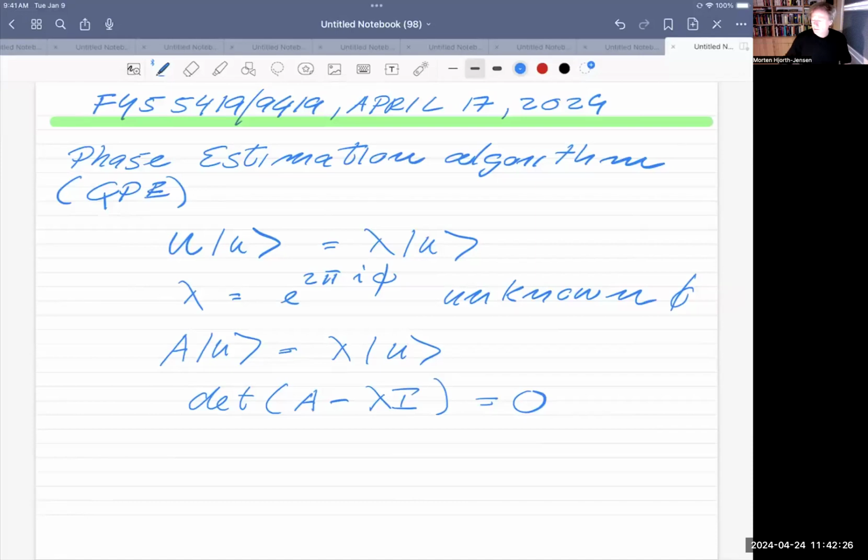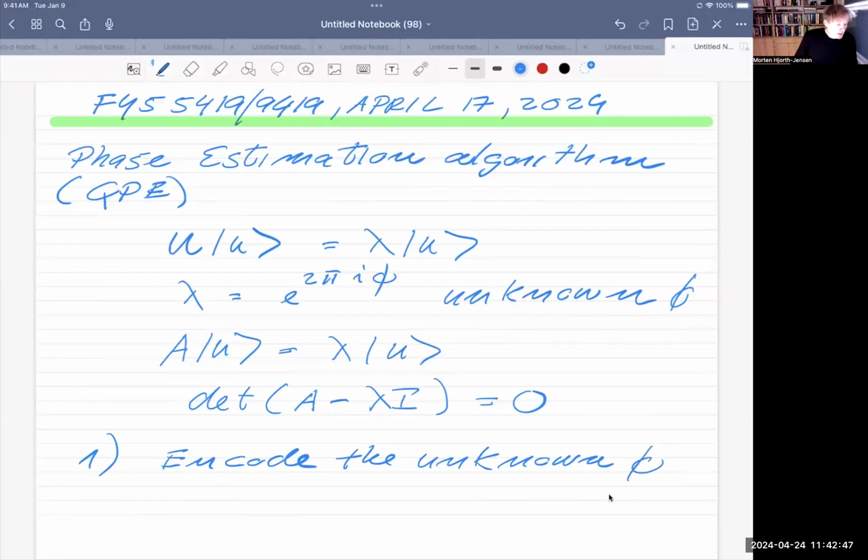So the basic procedure of the quantum phase estimation algorithm is, one, to encode the unknown phase phi with a circuit. And this circuit is going to produce a result which is identical to the result of a quantum Fourier transform, which we have discussed earlier. And we are going to interpret the resulting qubits as parts of a binary fraction.